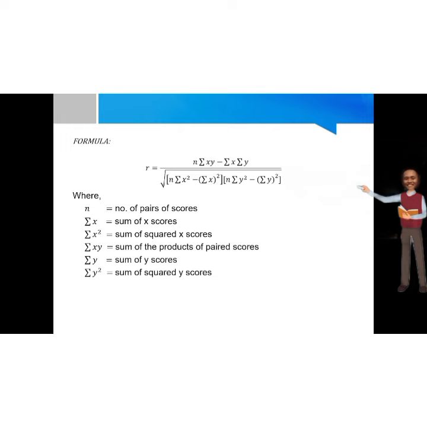Formula: n is equals to the number of pairs of scores. Summation of x is the sum of x scores. Summation of x squared is the sum of squared x scores. Summation of xy is equals to the sum of the product of paired scores. Summation of y is the sum of y scores, and the summation of y squared is the sum of squared y scores.